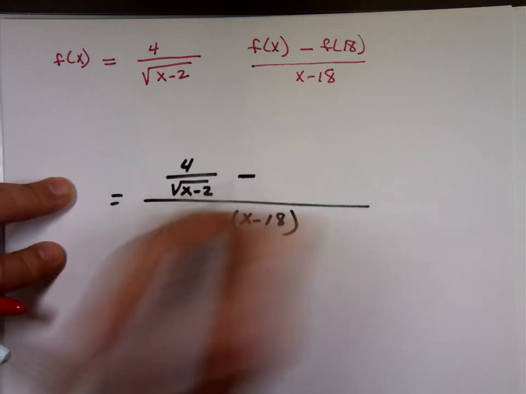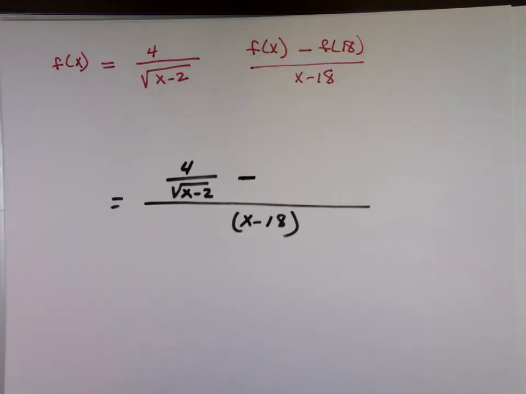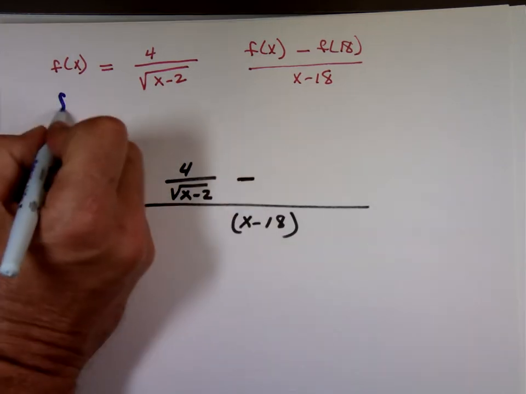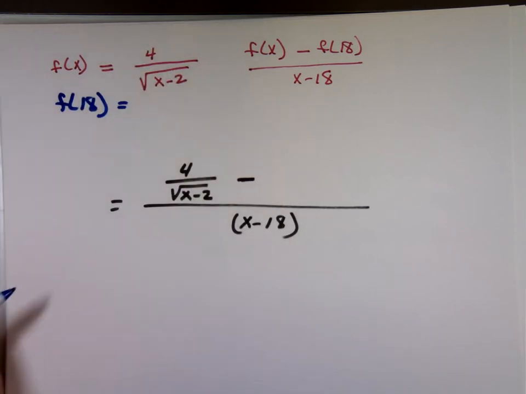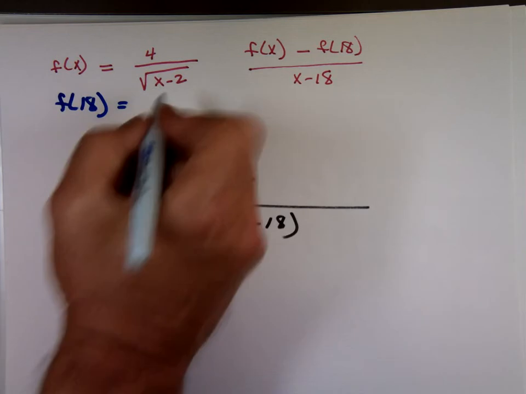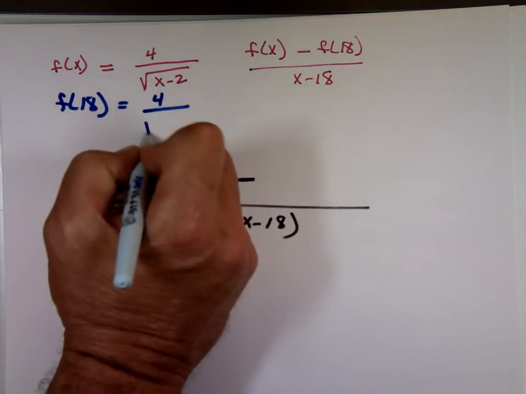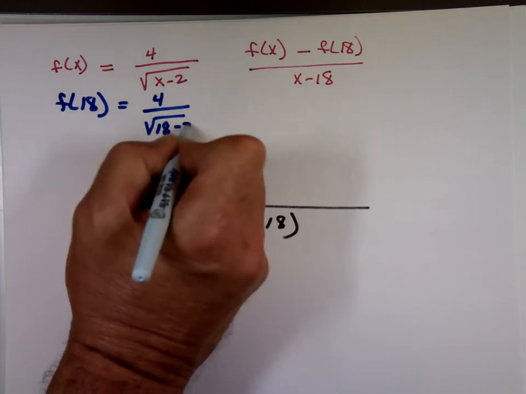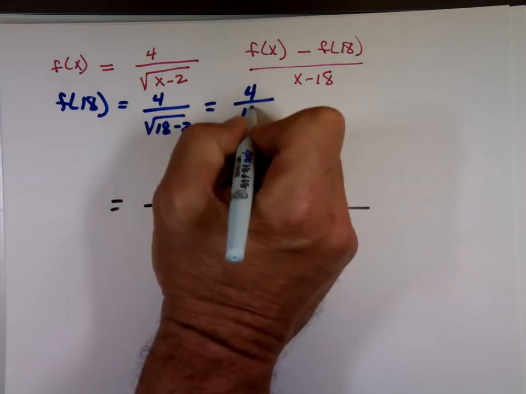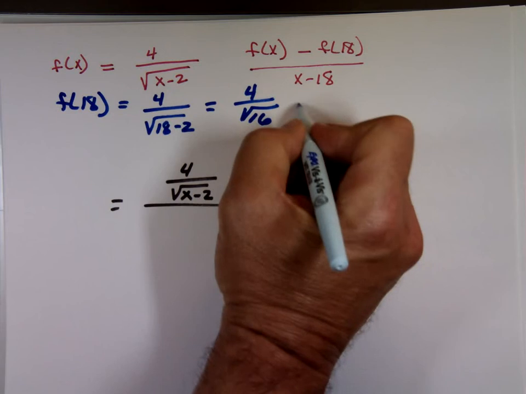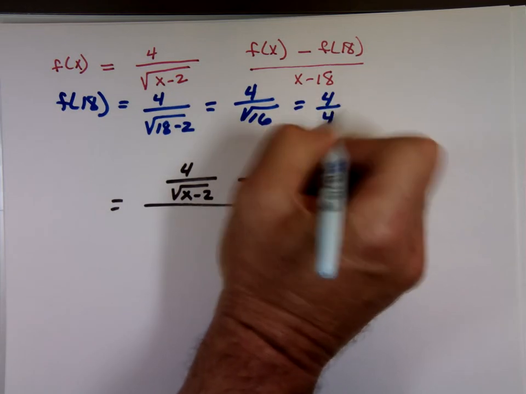I need to subtract from it f of 18. How do you find f of 18? That's where I left the space here. What is f of 18? Go to this one, replace x with what? 18. 18 minus 2 is what, 16? What's the square root of 16? That's a 4.